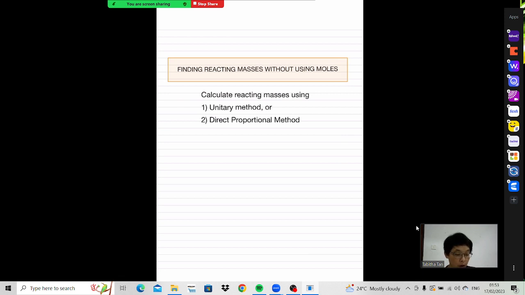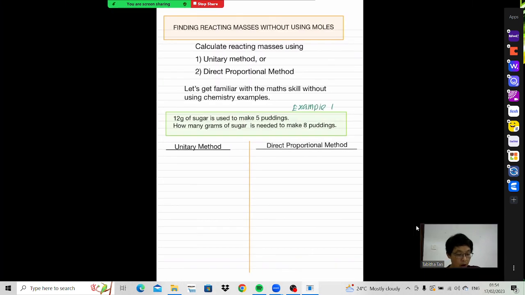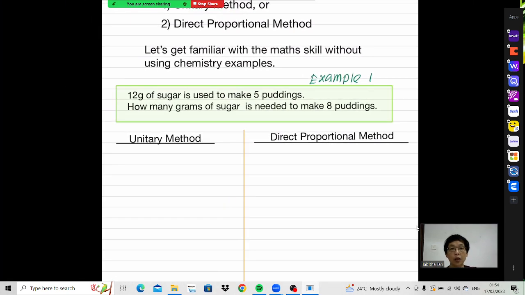Alright, so we will move on and give more understanding using examples not involving chemistry. We are going to get familiar with these 2 mathematics skills without using chemistry examples. Here is example 1, no scary chemistry terms at all. 12 grams of sugar is used to make 5 puddings. Yummy, right? How many grams of sugar is needed to make 8 puddings?